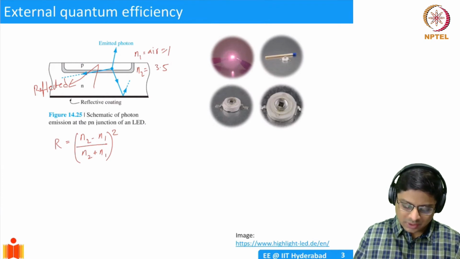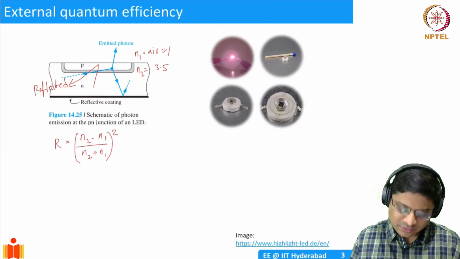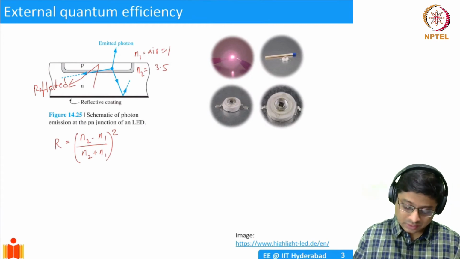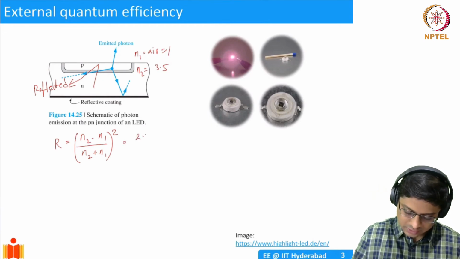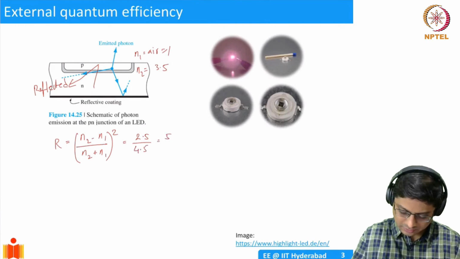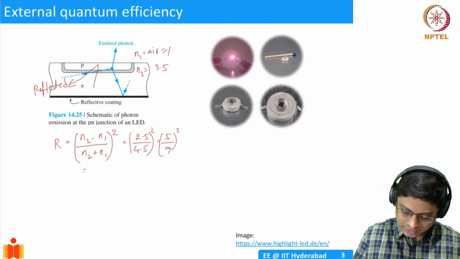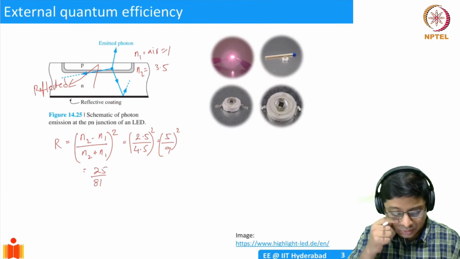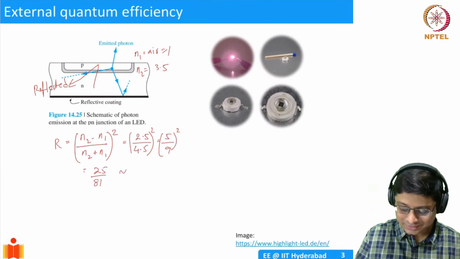So how much will that be? Well, if you take N2 of 3.5 and N1 of 1, this is going to be 2.5 divided by 4.5. So this is 5 by 9. Oh, sorry, this is a square. So how much is this? 25 by 81, roughly. Now I'll just say 1/3. I'll approximate it by 33%.